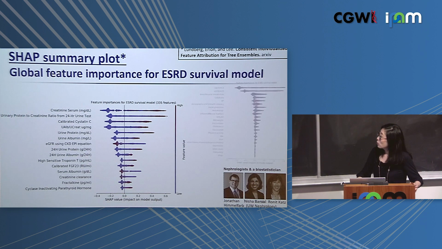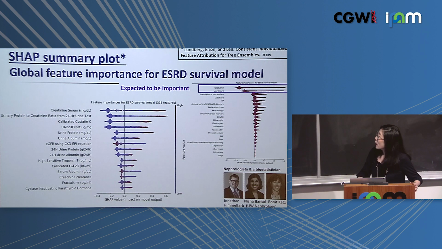Okay. And then when we collapsed them into 15 meaningful categories of features, here is the result. And then our expert collaborators were really happy to see these two main features. They were expected to be important for CKD. What's important is the previously unknown risk factors.